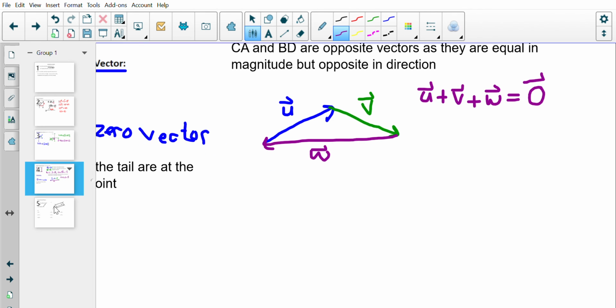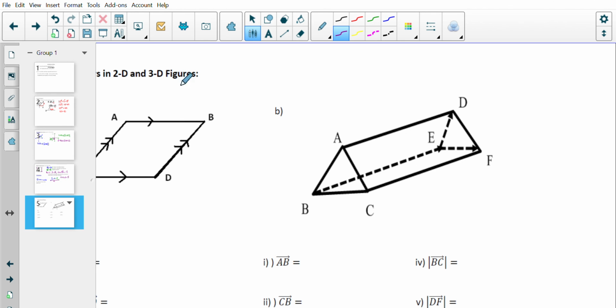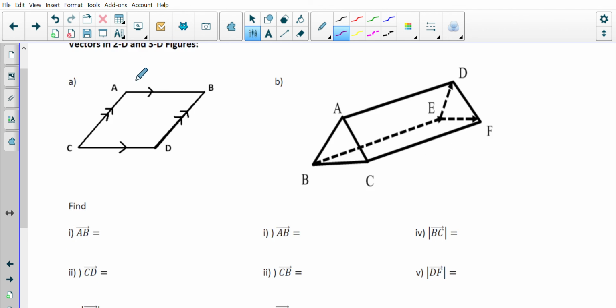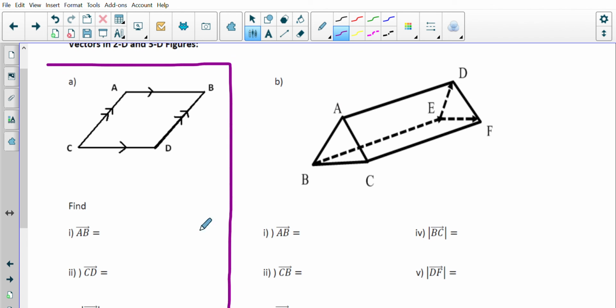All right, now expressing those vectors. Again, this is a little bit of a different perspective. We look at vectors in 2D and 3D. So I'll start off with 2D here. It says find vector AB. Well, if AB is a vector like at the top there, a vector equal in magnitude, opposite in direction would be vector CD.